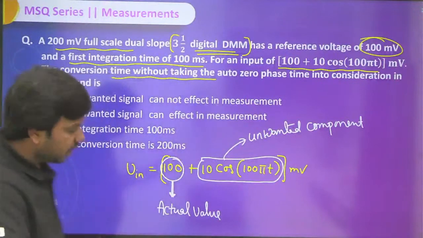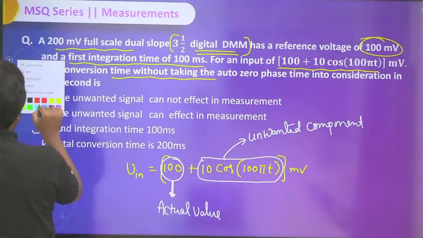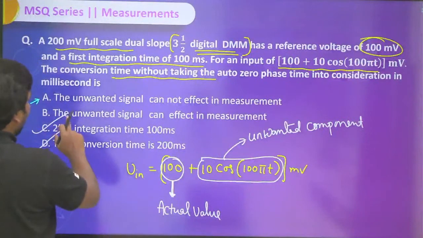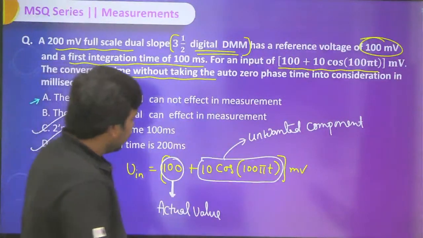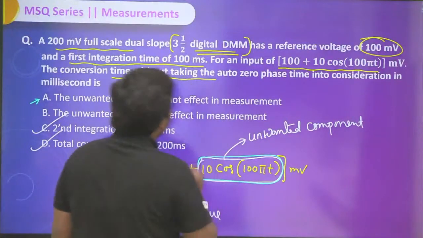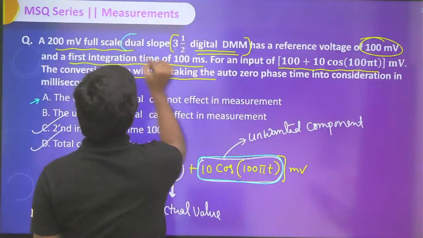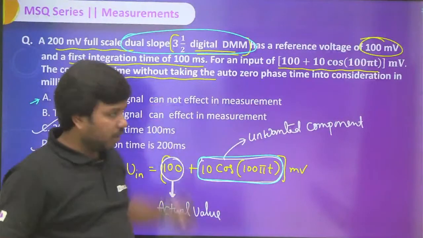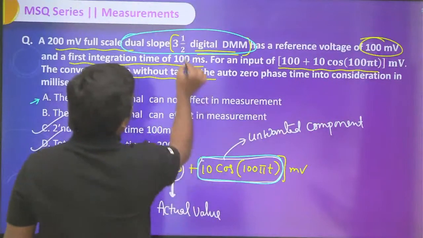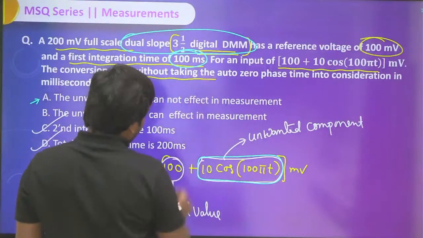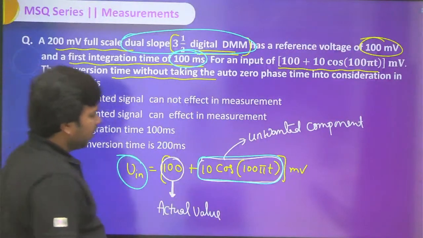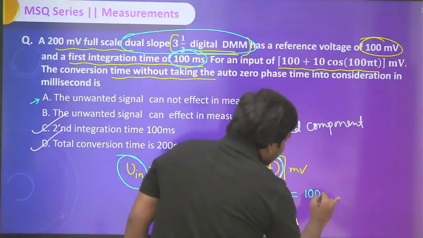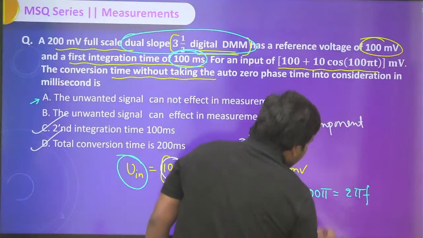But what you are missing here is, this is why I told you that you should never be overconfident, right? Option A says the unwanted signal cannot affect the measurement. The unwanted signal can affect the measurement. So what is the role of this one? It is a dual slope integrator, so the DMM will integrate the input voltage during the first integration time, which is 100 milliseconds. Tell me what will happen. This unwanted signal has a time period of how much? Omega is equal to 100 pi, which is equal to 2 pi f. Without any doubt, what is f here?